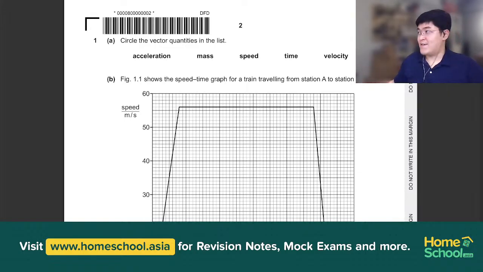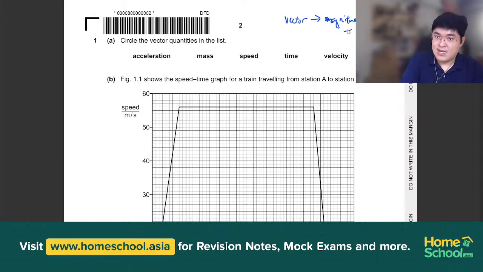For 1A, it wants you to circle the vector quantities in the list. So let's take a look at all these quantities. What's a vector quantity? A vector quantity is a quantity that has a magnitude and a direction. Pardon the horrible handwriting, I'm still not used to the Wacom, even though I have done so many videos already. So it has a magnitude and a direction.